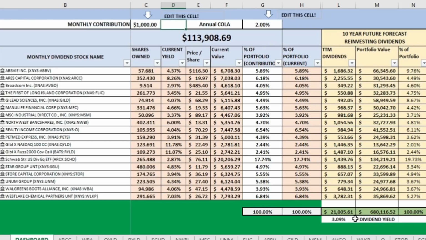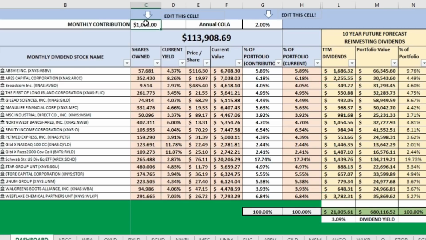In that scenario, the portfolio yield would actually be 3.09%. Some of the outliers here: Schwab would be worth $134 when it was previously worth $20 and generating $1,400 annually in dividends. Same right here with RYLD and QYLD, even though they started at 2.44% of the portfolio and are still only worth about that same amount, still generating quite a bit in dividends for us. We've got another 1,000 here with Northwest Bank shares, $2,200 with Aris Capital, $3,700 with Westlake Chemical here based on our assumptions.